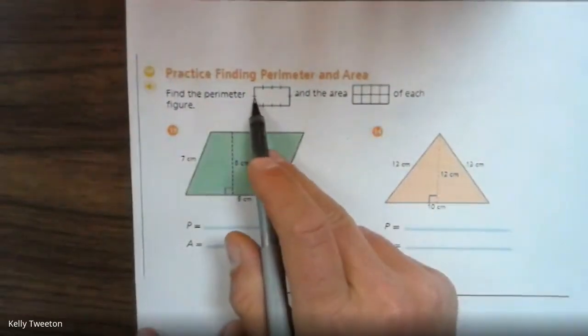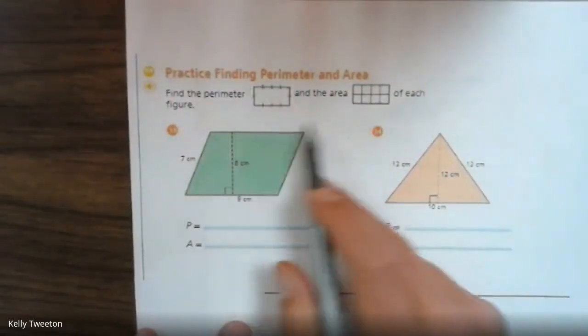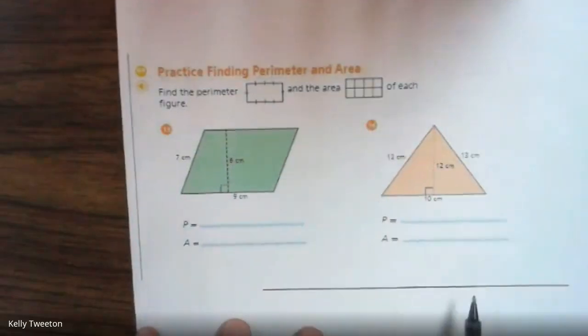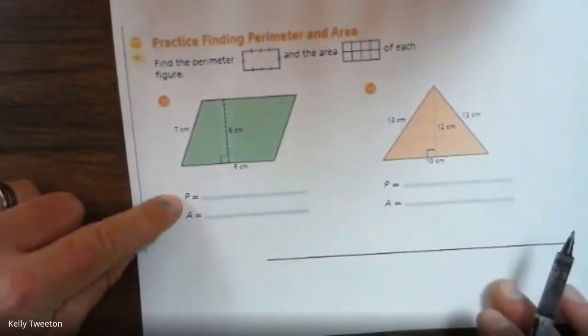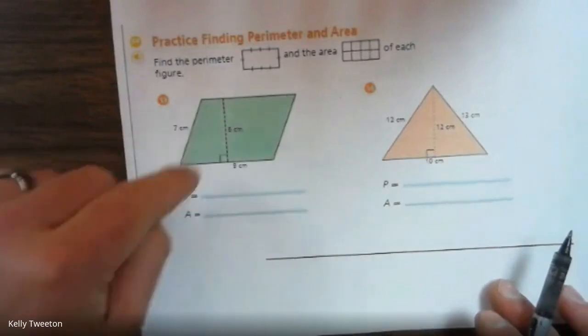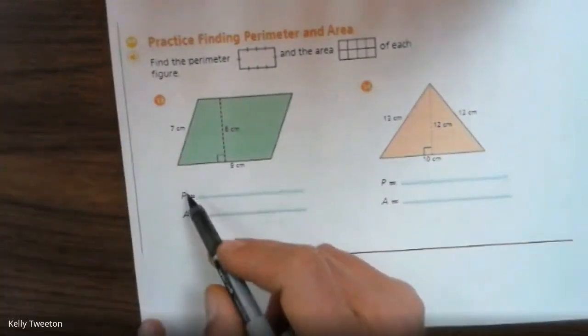So they're kind of showing you the perimeter, I guess, number of lengths around the outside. Area, they're showing you all the little boxes inside. So notice they're going to abbreviate it. P stands for perimeter. A stands for area. Okay, so let's start with the perimeter.